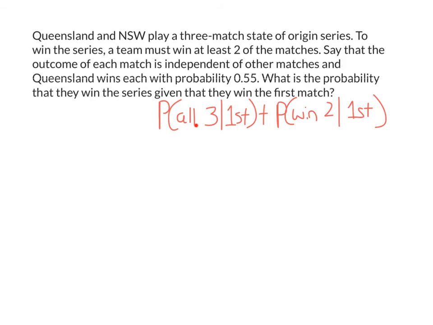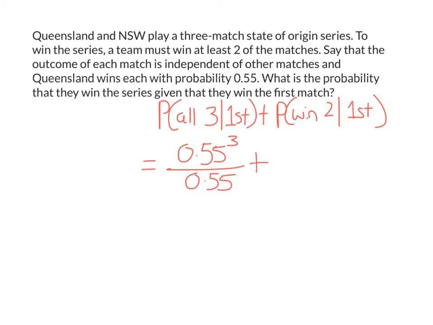Let's start with this first one. What is the probability they win all 3 given that they've won the first? The probability that they win all 3 and the first is just 0.55 to the power of 3. Because they're independent, it's 0.55 times 0.55 times 0.55. We put that over the probability they won the first match, which is 0.55. So what we've done here is the probability of this and this over the probability of this. This comes just from the conditional probability formula.